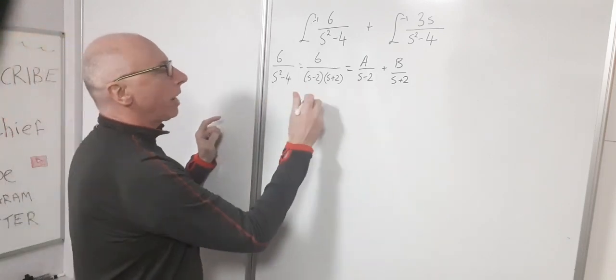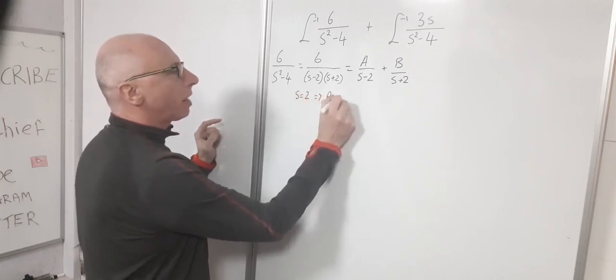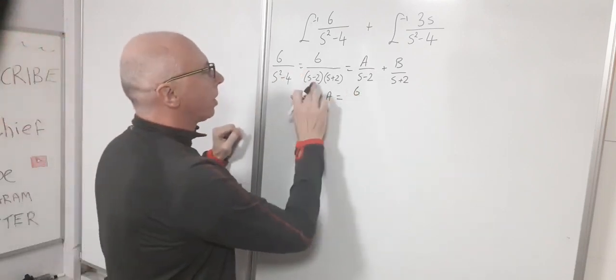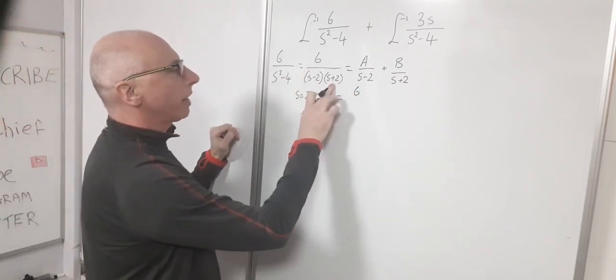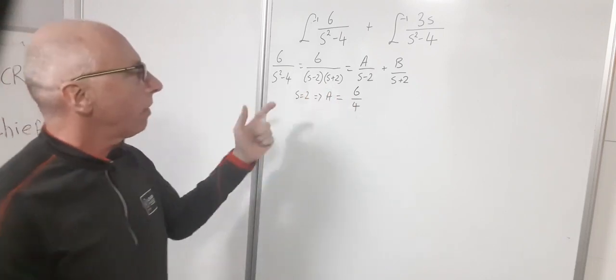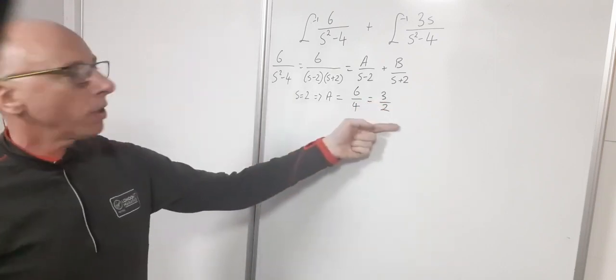So for A, I want s equals 2. So s equals 2. That will lead me to find my A. So A will now be 6 over, 2 minus 2, that disappears. Then I've got 2 plus 2, which is 4. So A is 6 over 4. So that's 3 over 2. So that's great. That's that one sorted out.